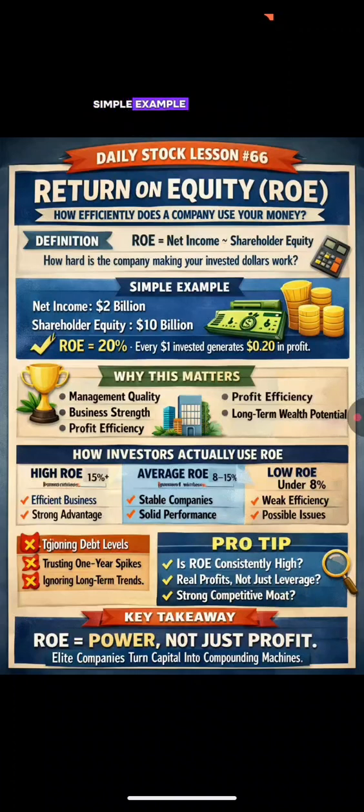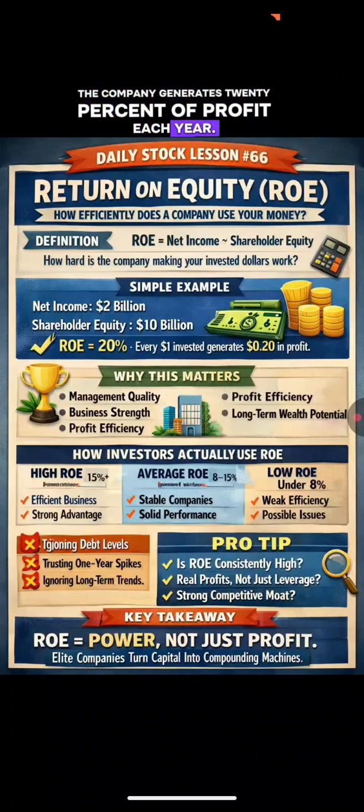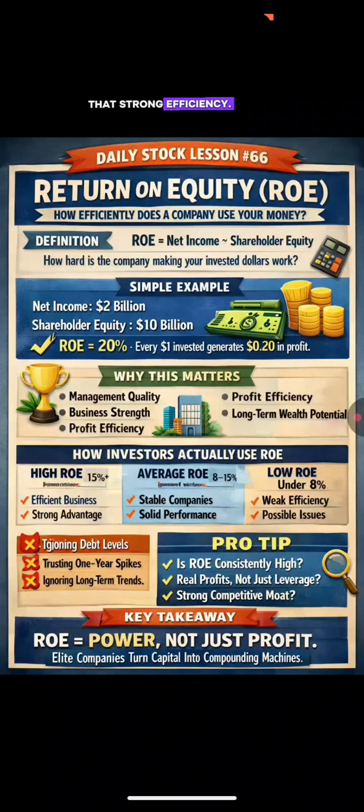Simple example. Net income $2 billion, shareholder equity $10 billion. ROE is 20%. This means for every $1 investors put in, the company generates 20% in profit each year. That's strong efficiency. Why does this matter?